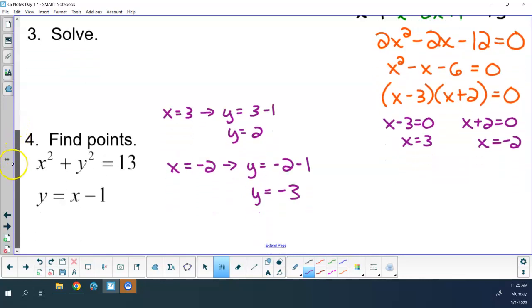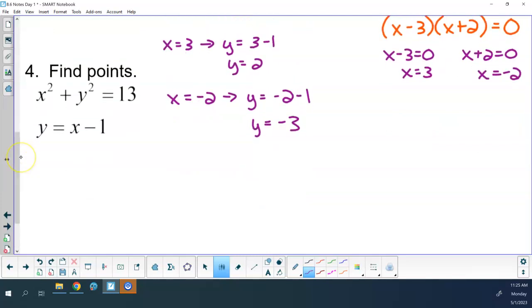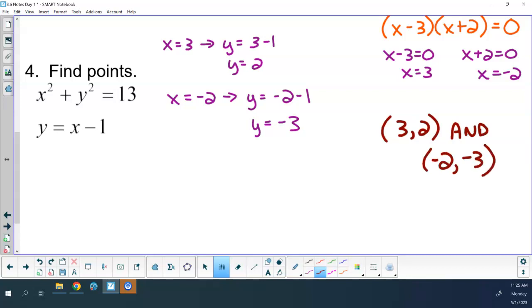And before I give my final answer, what should I do? I should check them, right? So my two possible answers are going to be (3, 2) and (-2, -3). So if I check them by plugging them back in, 3 squared is 9, 2 squared is 4, 9 plus 4 is 13. So that checks out there.